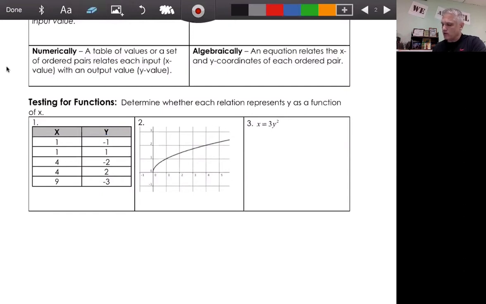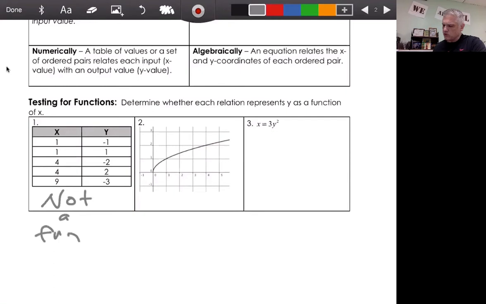You can go on and look at the (4, -2) and the (4, +2). Those will also tell you that this is not a function, because when x is 4, you have to have one answer for what is y. Every input, x, must have only one output, y. So this x repeats. This one is not a function.